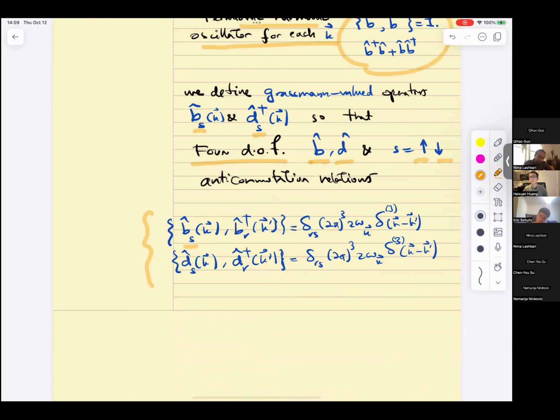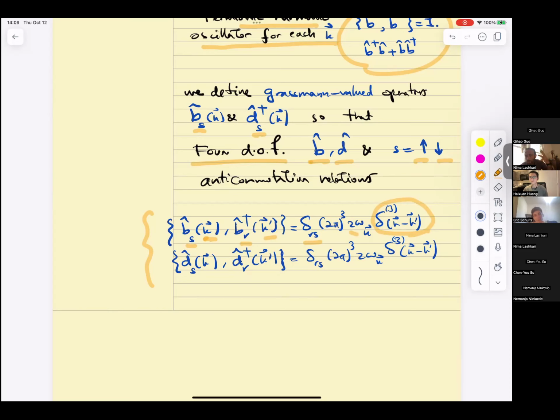Which is B of k. So here the important things to keep track of is that we're treating S and R spin variables as independent degrees of freedom. Hence, there's a delta of RS. Of course, for each momentum, we have a different degree of freedom. Hence, we have a Dirac delta function in k and k prime. And this 2 omega k is reminiscent of the 2 omega k we saw in the case of free bosons. So these are the anti-commutation relations that we're going to use to quantize this theory canonically.